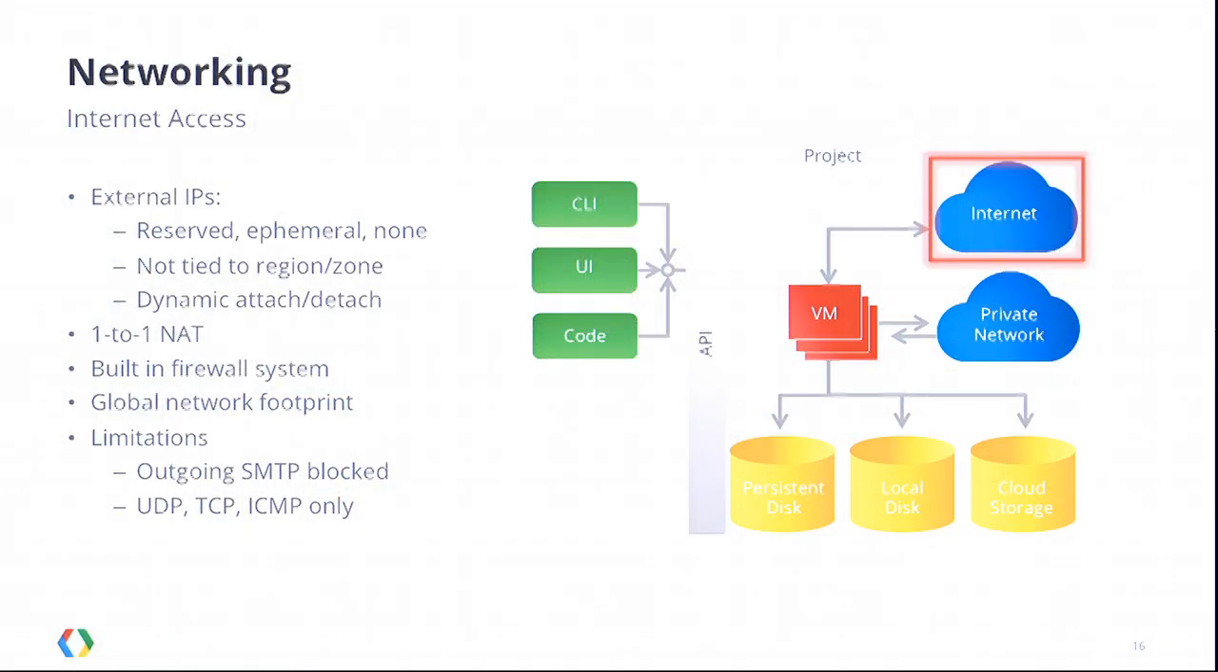In addition, we have a built-in firewall system, again this thread of security, so that as you start your virtual machine, you don't get any surprises with respect to traffic that you're not expecting. And this utilizes Google's global network footprint. No matter where in the world this traffic is coming from, as soon as we can, we get it onto Google's network, and it gets a first-class ticket from wherever in the world it is to your virtual machine.